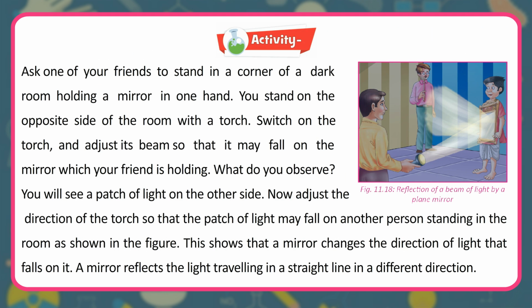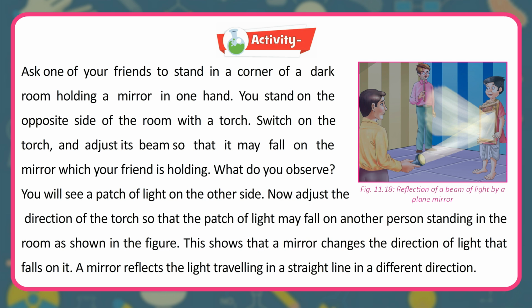Activity. Ask one of your friends to stand in a corner of a dark room holding a mirror in one hand. You stand on the opposite side of the room with a torch. Switch on the torch and adjust its beam so that it may fall on the mirror which your friend is holding. What do you observe? You will see a patch of light on the other side.